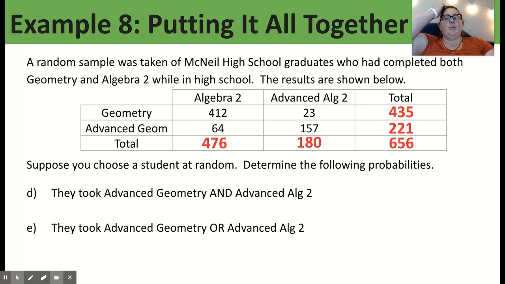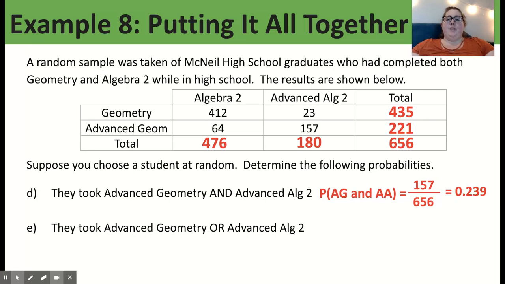Now let's get into some of those compound probabilities. Next part, what is the probability that they took advanced geometry and advanced algebra 2? I want to be careful. I'm not going to multiply because I'm really just talking about one student and I know I can just look at the table. So if I look at the table, I see that there are 157 students who took both advanced geometry and advanced algebra 2. So 157 out of 656, which is 0.239.